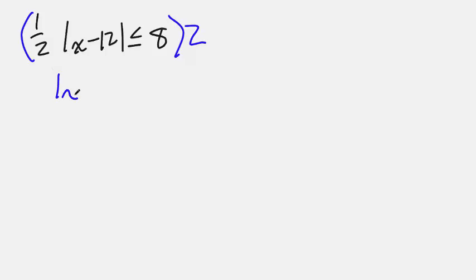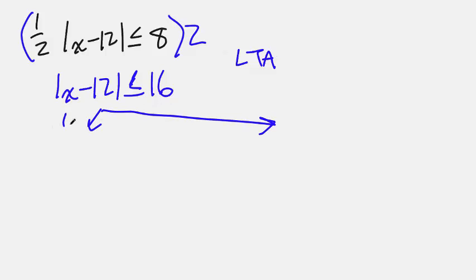Okay, now we're just left with the absolute value of x minus 12 is less than or equal to 16. Oh, it's an absolute value of blah, blah, blah is less than. Okay, remember LTA, less than and. This means it breaks into two parts, and it's going to be combined with an and.